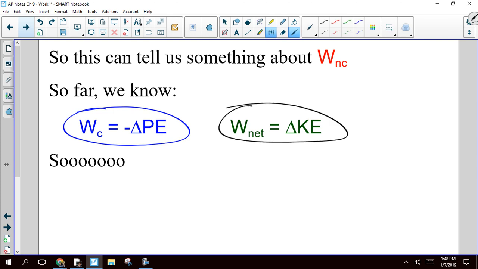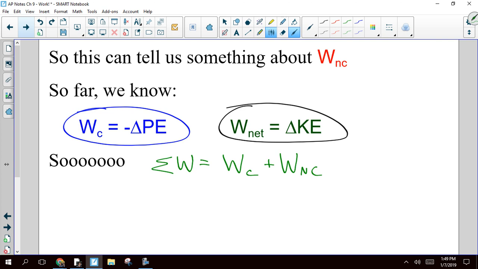All right, so let's see. So here's what we know. Remember, one way to think about net work is by adding up the work done by all of your forces. So we could classify: the net work has to be the sum of the work done by all my conservative forces plus the work done by my non-conservative forces, because every force is either conservative or non-conservative. So my net work is just the sum of those two things.